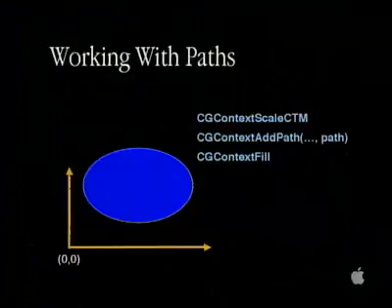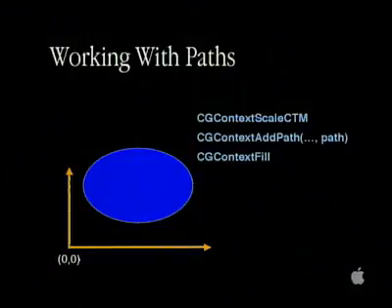So this is a simple way to draw ovals. You create your circle, plain old circle, and then you just stretch the context in one direction. That's the CGContextScaleCTM. CTM stands for current transformation matrix. So you're working with matrices to scale the transformation from your coordinate system to the final destination. So I stretch it in one direction.